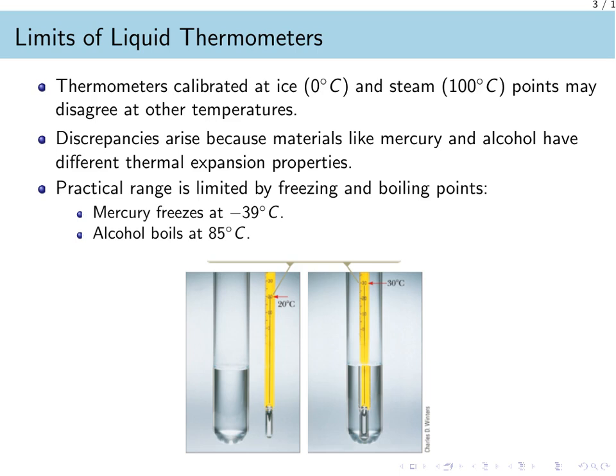For example, mercury becomes a solid at -39 degrees Celsius, and alcohol begins to boil at 85 degrees Celsius, making them useless beyond those points. The images show a mercury thermometer rising as it is heated, illustrating the basic principle of expansion.